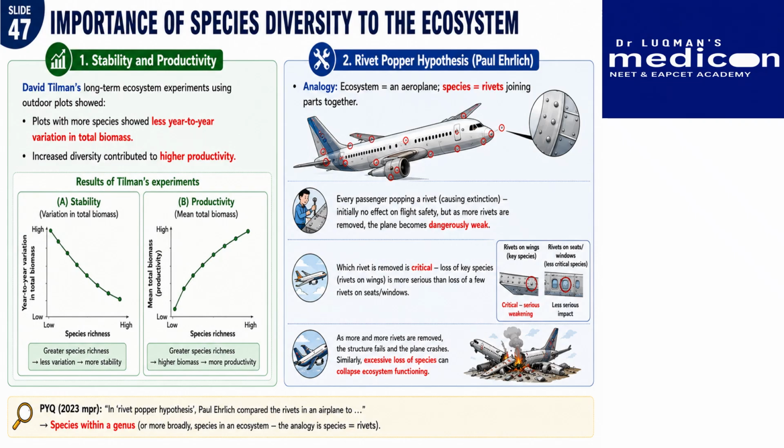The word itself tells how the diversity of species is going to produce stability and productivity in that ecosystem. David Tilman's long-term ecosystem experiments using outdoor plots showed plots with more species showed less year-to-year variation in total biomass. Increased diversity contributed to higher productivity. So this was the experiment done by David Tilman. The result was that variation was seen in the total biomass and also in mean total biomass productivity. Both things were seen with increasing diversity. So greater species richness, less variation, more stability. Greater species richness, higher biomass, more productivity. So this was the finding about stability and productivity.